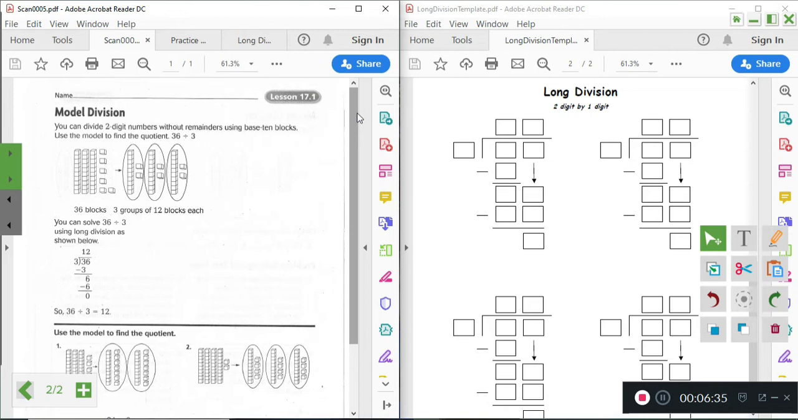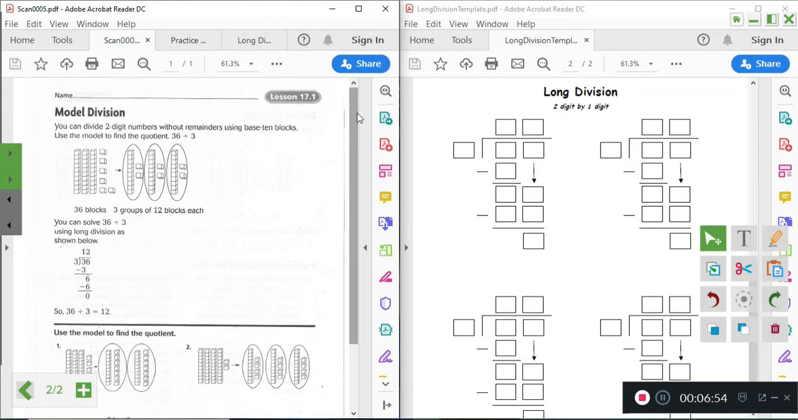All right, modeling division. They're going to show us some ways that they break up this division. You can divide 2-digit numbers without remainders using base 10 blocks. Use the model to find the quotient. Remember, that's the answer to division.